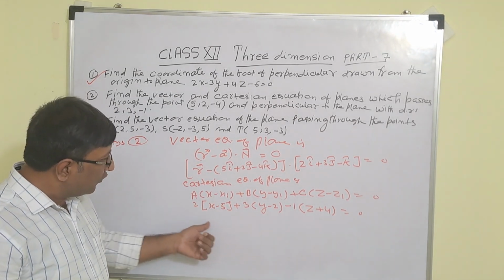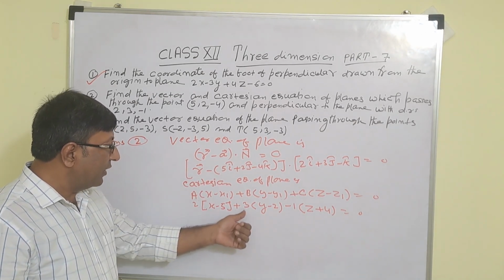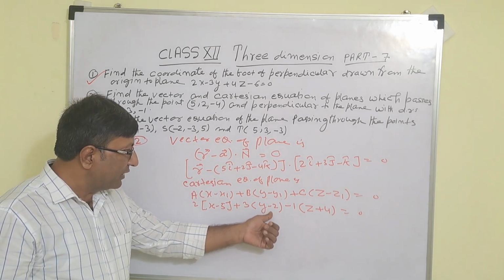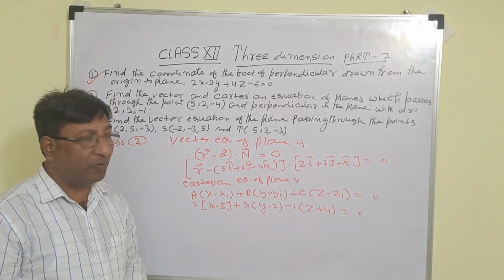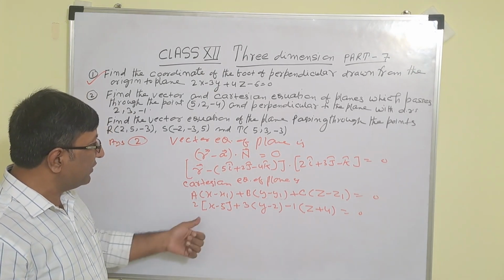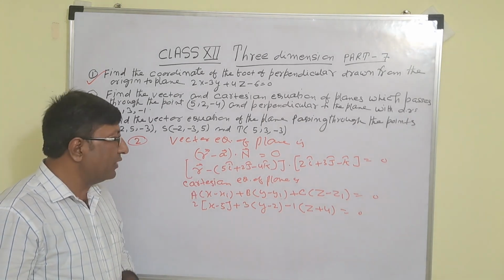You can simplify this or you can leave it as it is. So 2 into (x minus 5) plus 3 into (y minus 2) minus z plus 4 is the right answer. So this is the Cartesian equation of the plane and this is the vector equation of the plane. So again we are explaining.